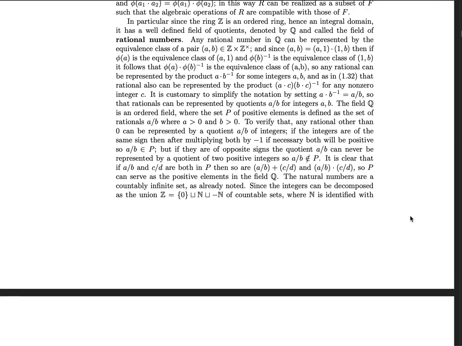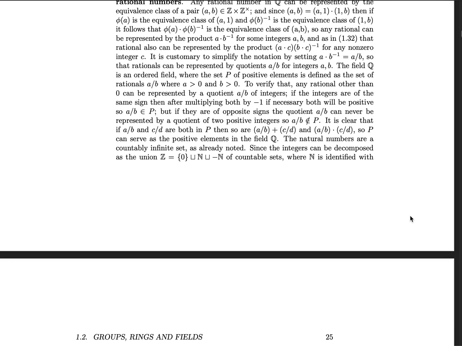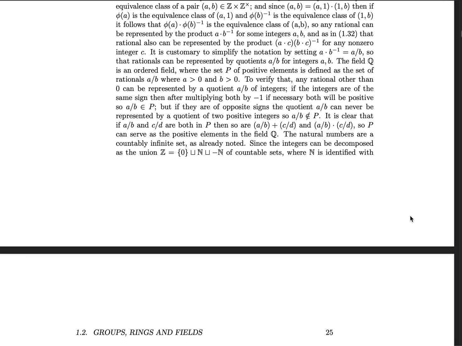It is often customary to simplify this notation by noting a times b inverse to be a over b, so rationals can be represented by the quotients a over b for integers a, b. This field of rational numbers is an ordered field where we apply what we have before, in that we have a set P of positive elements defined as a set of rationals a over b, where a is greater than 0 and b is greater than 0.